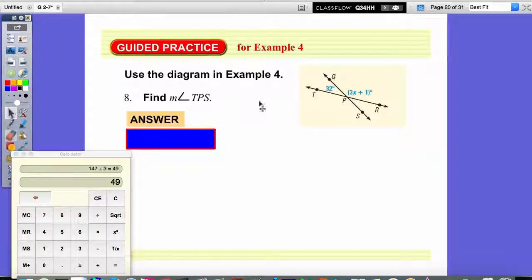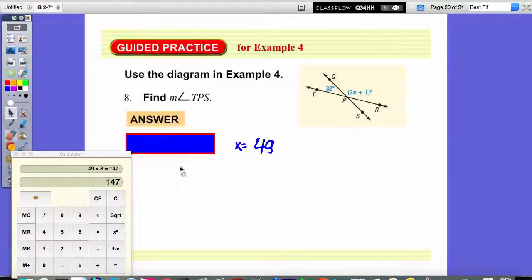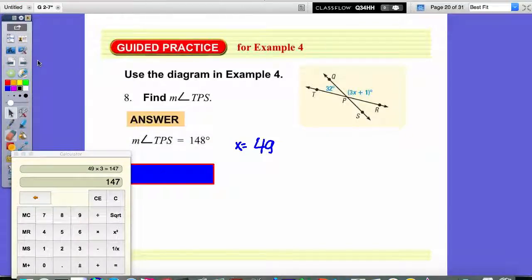Now if they wanted us to find TPS, so x was 49, sorry. Well, TPS is vertical to QPR. So whatever QPR is, TPS is going to be congruent to it. So 49 times 3 is 147, plus 1 is 148. So TPS is 148 degrees.